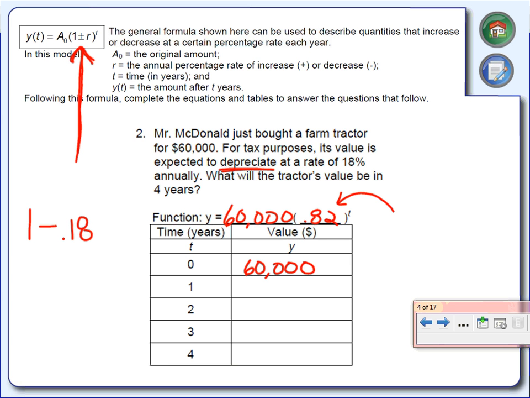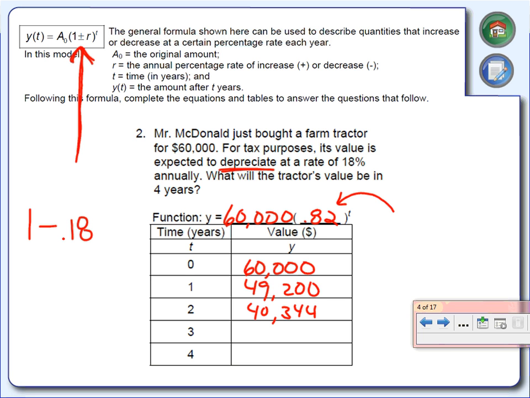All right, Lorenzo, put that in your calculator and help me fill out my table here. Go to y equals 60,000 times 0.82 to the x power. All right, we already got the first one, 60,000. What's the next one, Lorenzo? In your table. You got 60,000. Got it? Next one is 49,200. Okay, the next one?